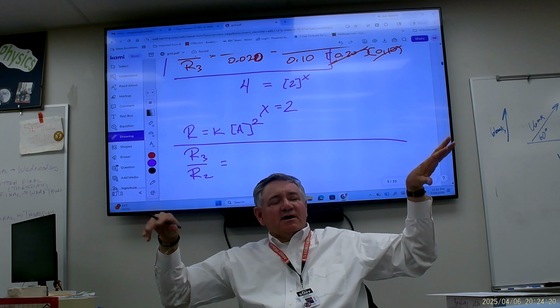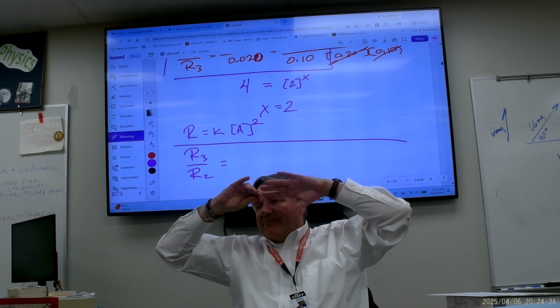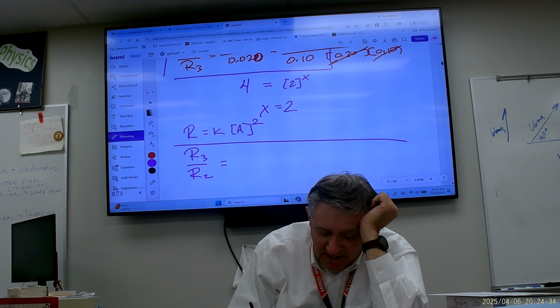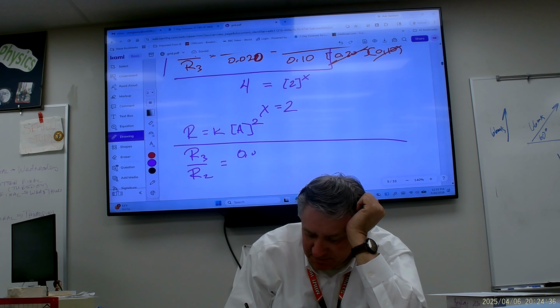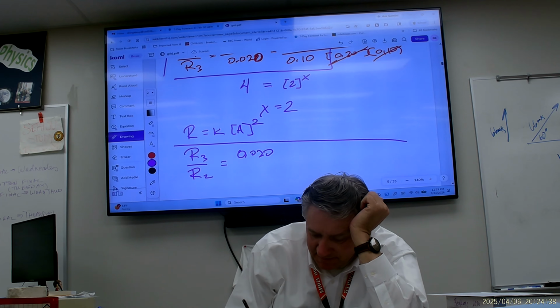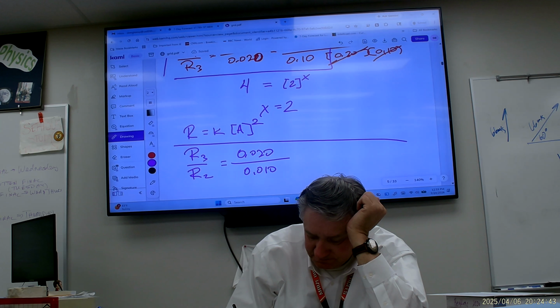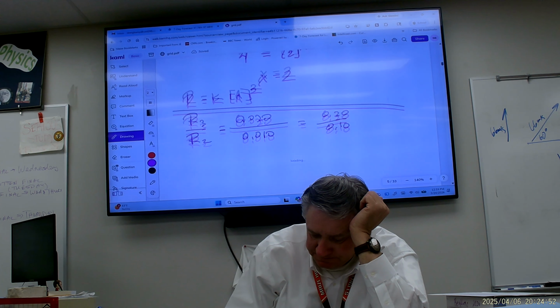Now, I know what the process is. You don't have to go through and rewrite everything. If you want to, great. Okay? But basically, I chose those because I'm isolating them. So in this situation, I got rate 3, which is 0.020, and rate 2 is 0.010, and then my B concentration was 0.2, and that's 0.1.